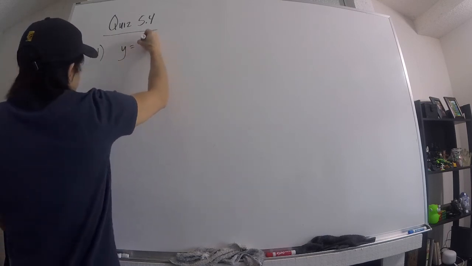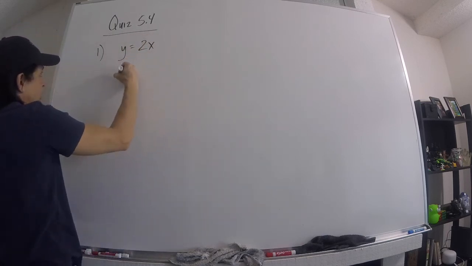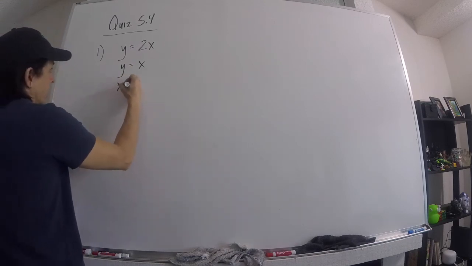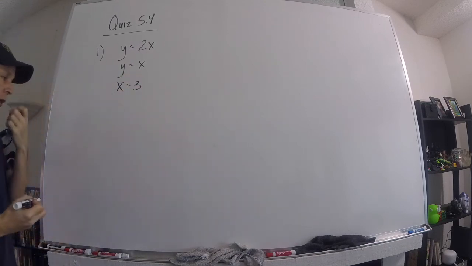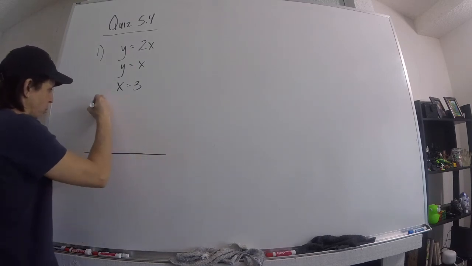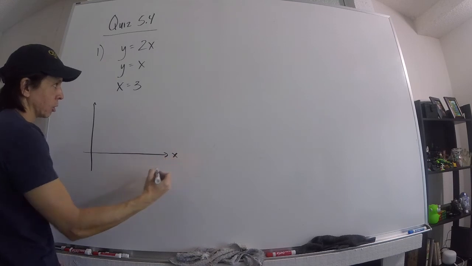Y is equal to 2x. You have to recognize what type of graph that is. Y is equal to x. And x equals 3, because we are going to sketch the graph of this. Again, this doesn't need to be super accurate. I need to get a feel for where these curves lie in relation to each other.